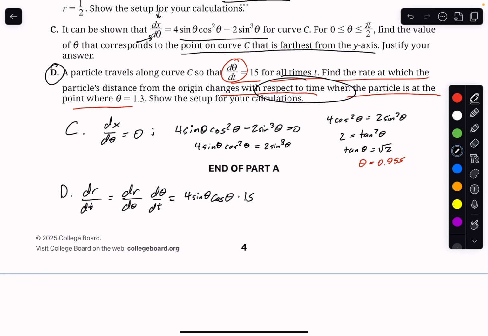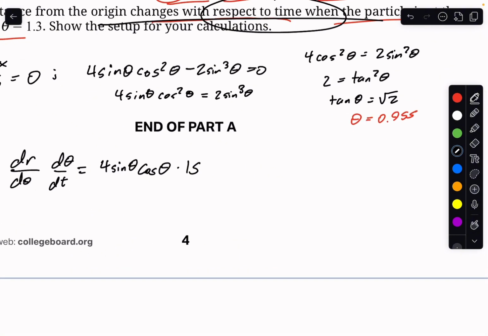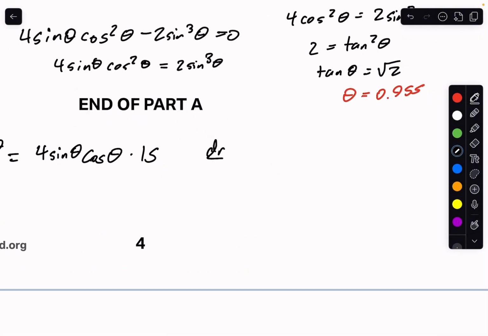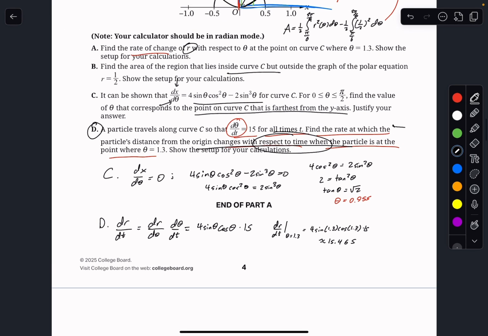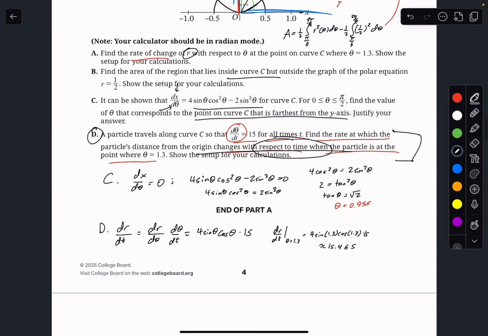They want the rate of change when the particle is at theta equals 1.3. All you got to do is plug in 1.3 and you're done. dr dt at theta equals 1.3 is equal to 4 sine of 1.3 cosine of 1.3 times 15. And this gives approximately 15.465. Beautiful. Part D is honestly really easy. It was just getting that click for the chain rule, and that's all.